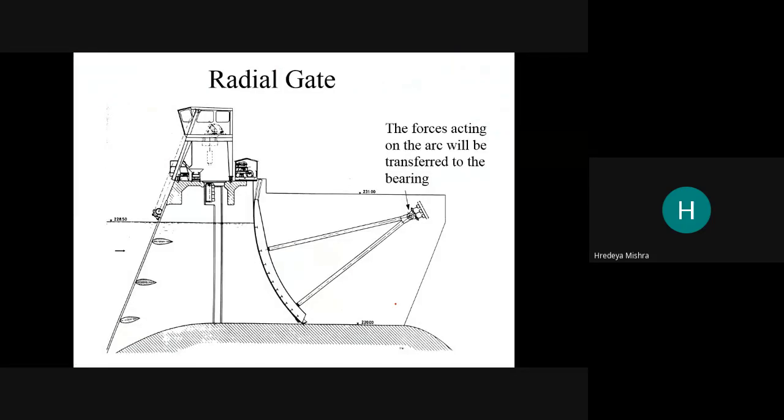Now see, what is the radial gate? The force acting on the arc is transferred to the bearing. See here, this is the radial gate. This is the pivot. The gate opens like this. The movement is radial. We can operate the gate from here.